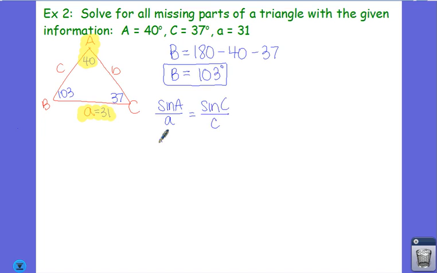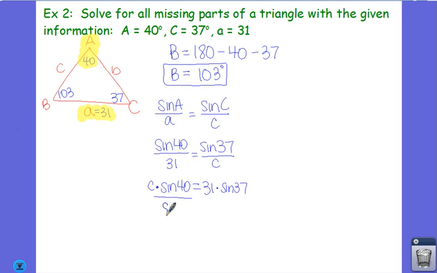So let's plug in what we know. Sine A is 40. Little a is 31. Big C is 37. Little c we don't know. So we're going to go ahead and cross multiply. Sine of 40 times c is c times the sine of 40 equals 31 times the sine of 37. We need c by itself. That means we're going to divide by the sine of 40 on both sides. Those cancel.